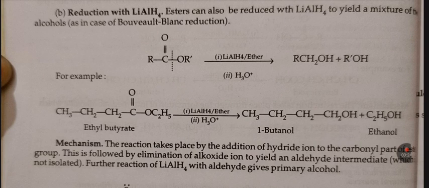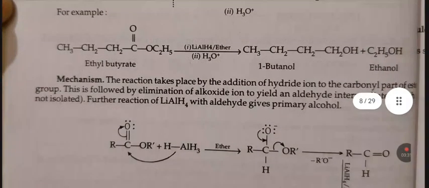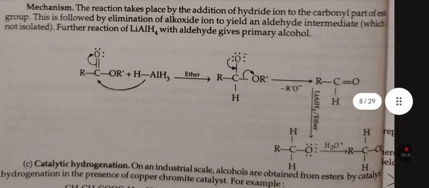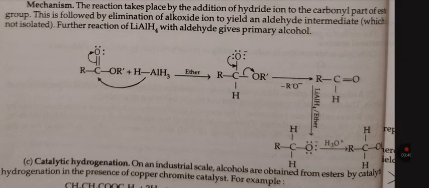Mechanism. This reaction takes place by the addition of hydride ion to the carbonyl group of the ester. This is followed by elimination of alkoxide ion to yield an aldehyde intermediate. Further reaction of LiAlH4 with the aldehyde gives a primary alcohol. This mechanism is given here.